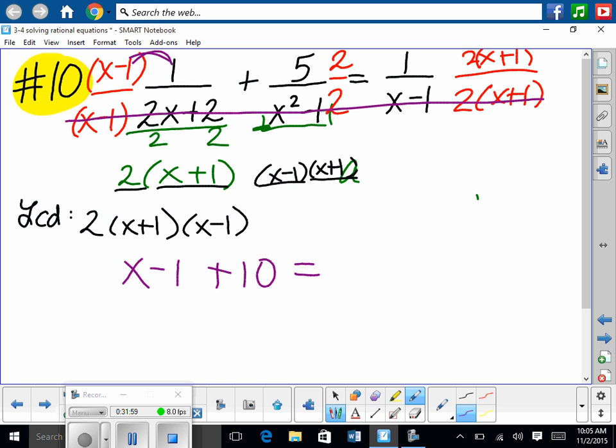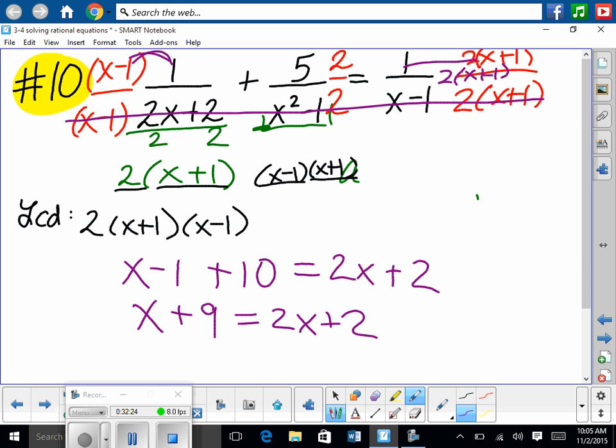This is where we have to be careful. 2 times 1 is... So we're doing 2 times all that, right? Because of that 2 times x plus 1, let's distribute it through. 2 times x is 2x, 2 times 1 is 2. And then from there, we'll solve. Combine like terms. So we have x, negative 1 plus 10 is plus 9, is equal to 2x plus 2.